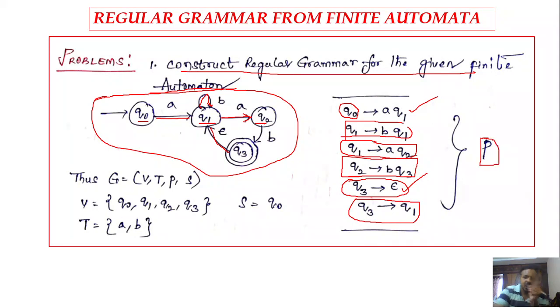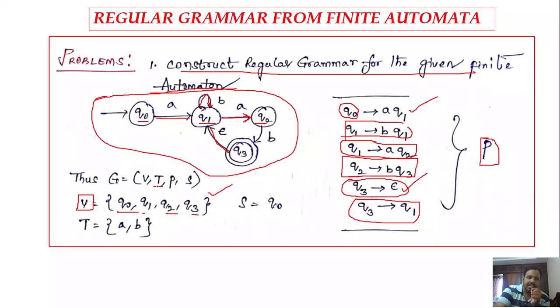So now we have to define the regular grammar in four tuple notation, right? So what will be your V? V is nothing but the set of variables. What are the variables? These states are the variables. Those are nothing but Q0, Q1, Q2, Q3. These are all the V.